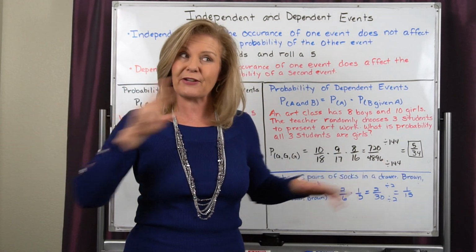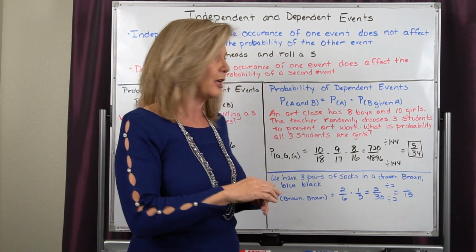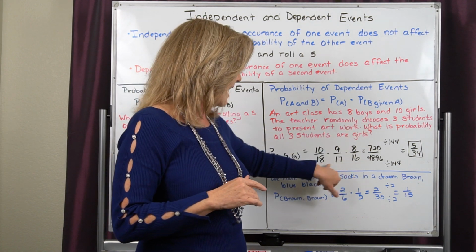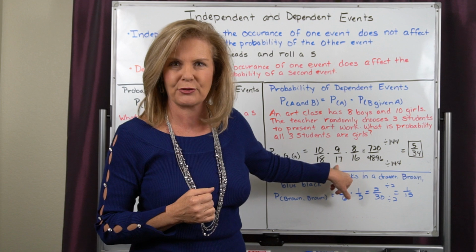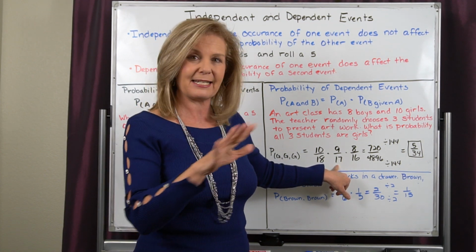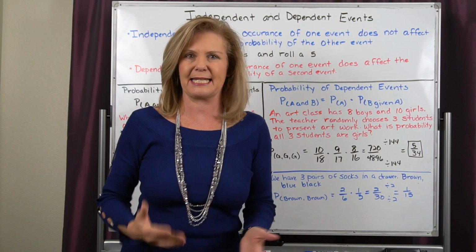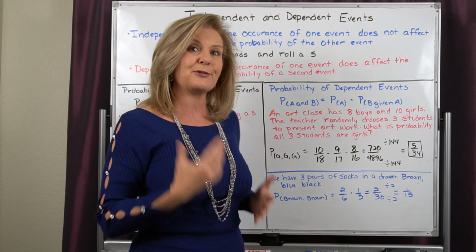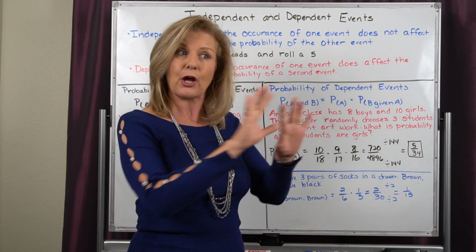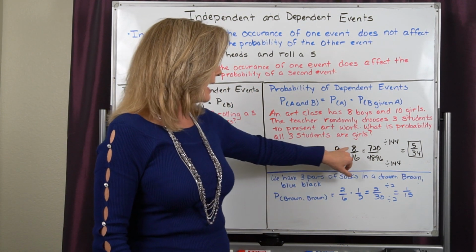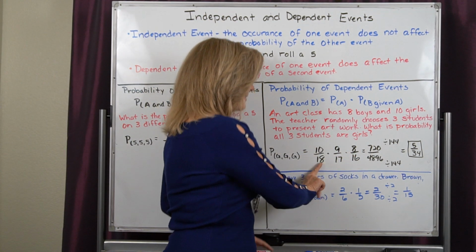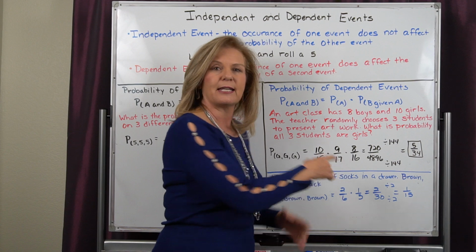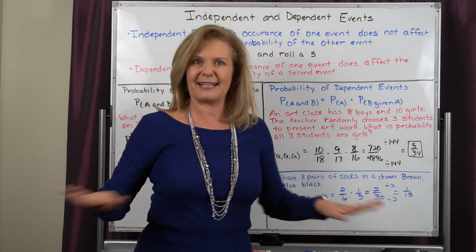So now we've got 2 girls standing to the side. Well, now I don't have 18 kids to choose from. I don't have 17 kids to choose from. What I have left sitting in the classroom is 16 kids. And my girls reduced again because I have 2 girls already standing up. So now I only have 8 girls that are available. So we can see that each event absolutely affected the next event.